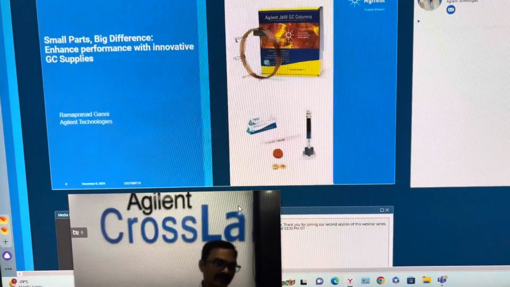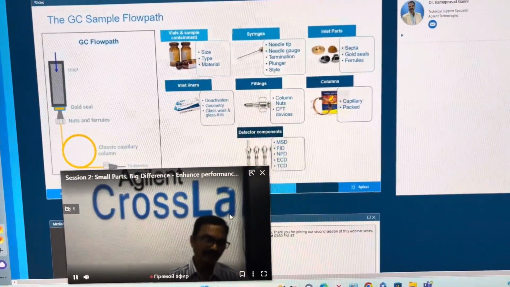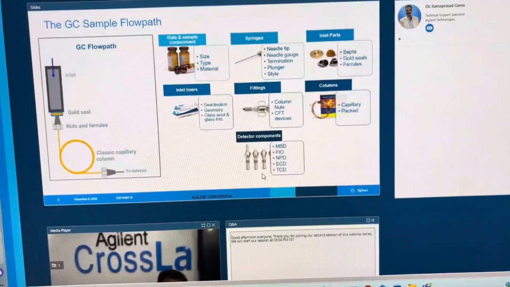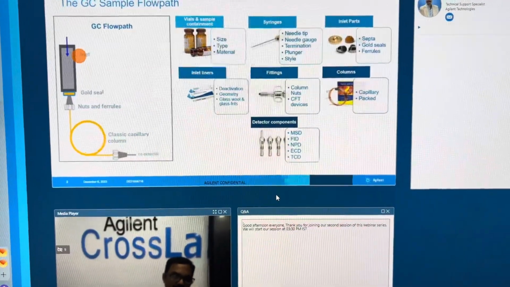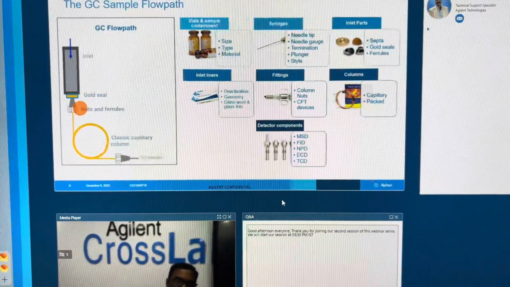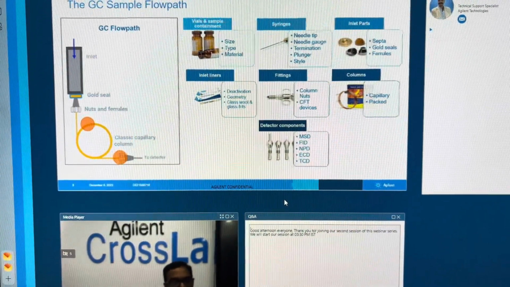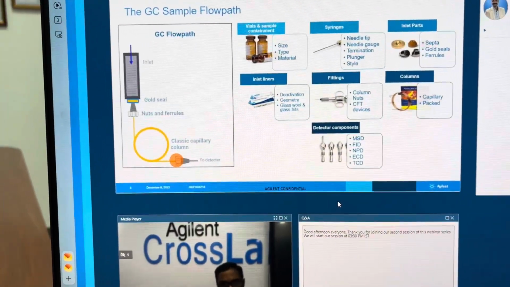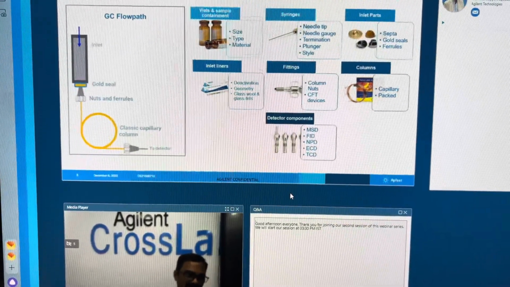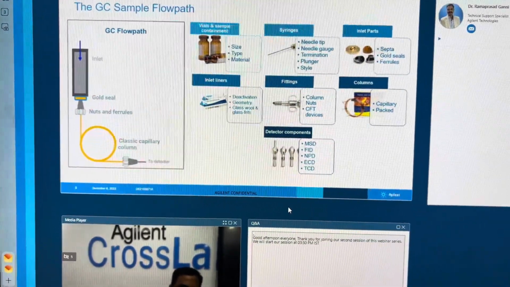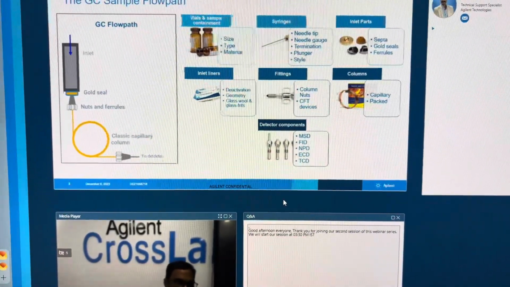If we look at the GC flow path, our sample goes to the inlet. From the inlet, we connect the column using nuts and ferrules, and it goes to the column, and then from the column to the detector. In this entire flow path, we need to take care of it ourselves as chromatographers. HPLC is a little different, but in GC we have a lot of consumables which are part of our analysis in day-to-day operations.